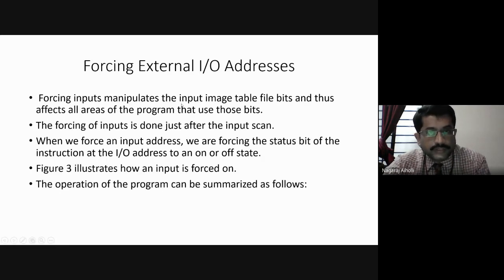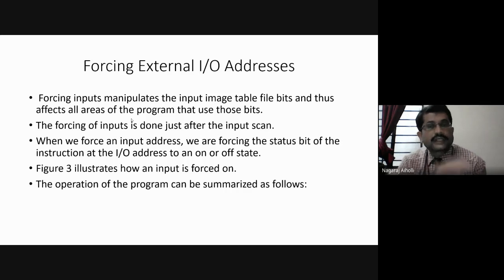Forcing inputs manipulates the input image table file bits and thus affects all areas of the program that use those bits. The meaning of forcing inputs is that it manipulates or changes the input image table file bits. We are forcing it. Accordingly, how does it change? Suppose we are forcing the input device to go from the off state to the on state. Initially it is in the off state. We are forcing it to go to the on state.